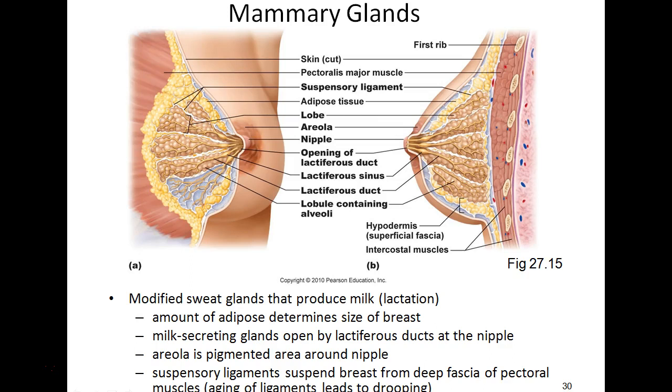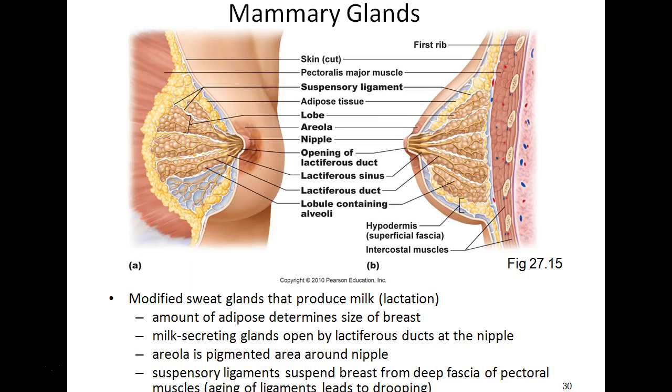And so Homo sapiens, the species, has evolved with other animals in the animal kingdom to produce mammary glands. So I guess what I'm getting at is that mammary glands are modified sweat glands that produce milk. And the amount of adipose, and by the way, we can see that adipose shown in yellow, determines the general size of the breast.